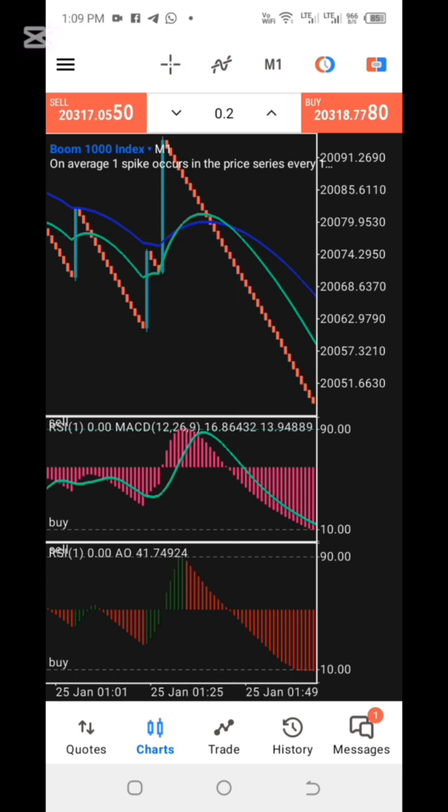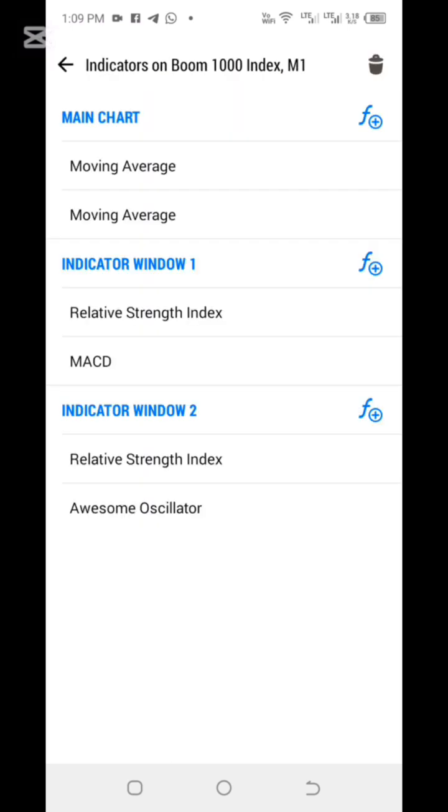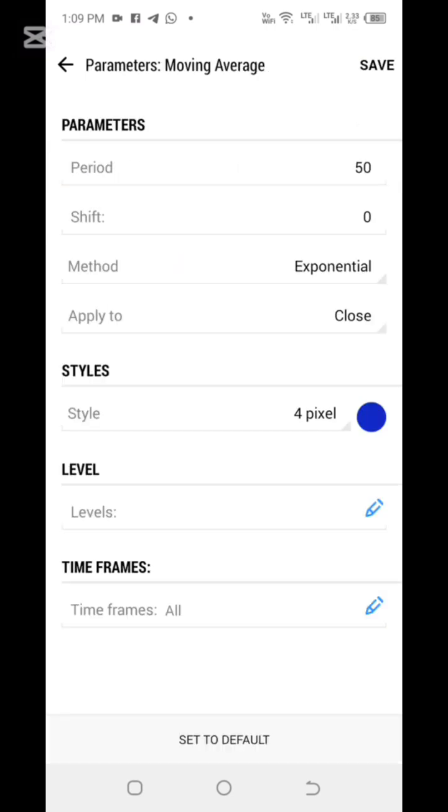And these are the parameters for the indicators that we have. On the main chart, we have the moving average with the following parameters. The first moving average on the main chart must have period, shift 0, method exponential, apply to close, style. Me, I choose 4 pixel on color blue. You can choose any color of your choice. When you are done, you click done.